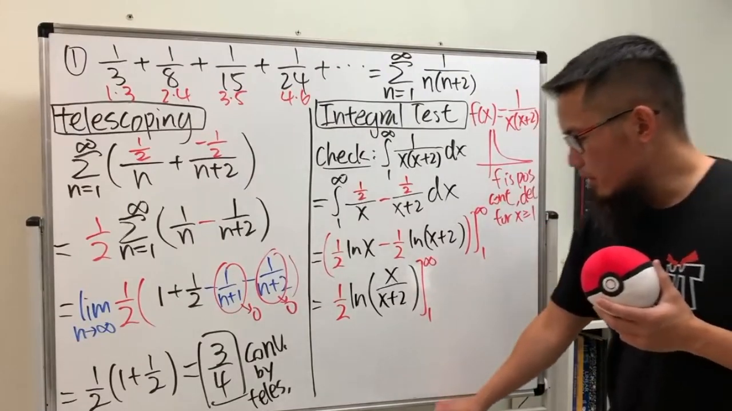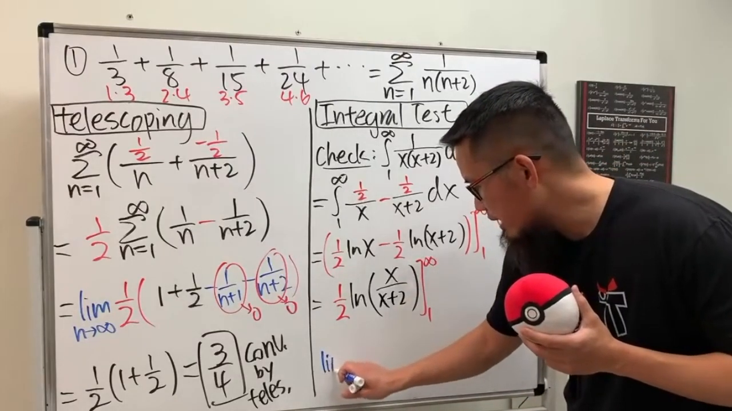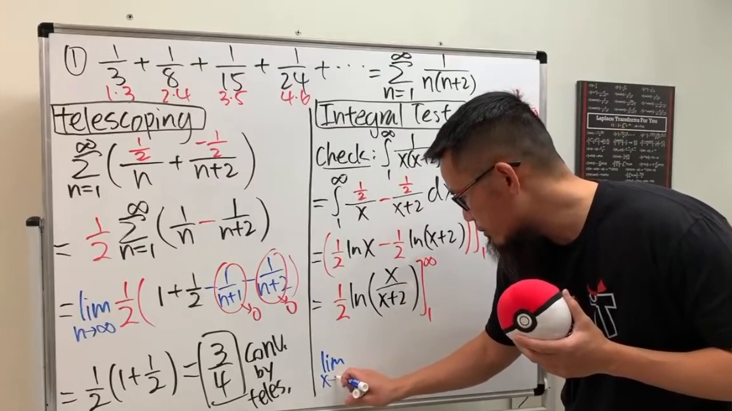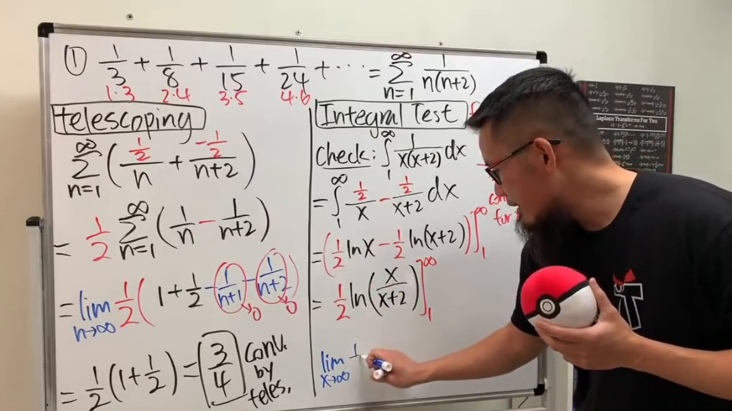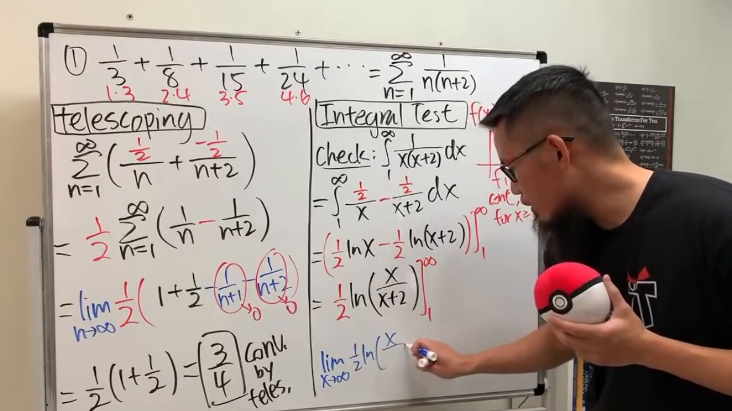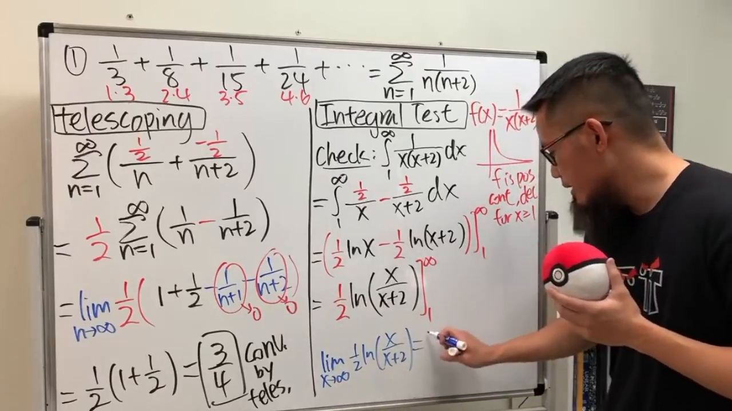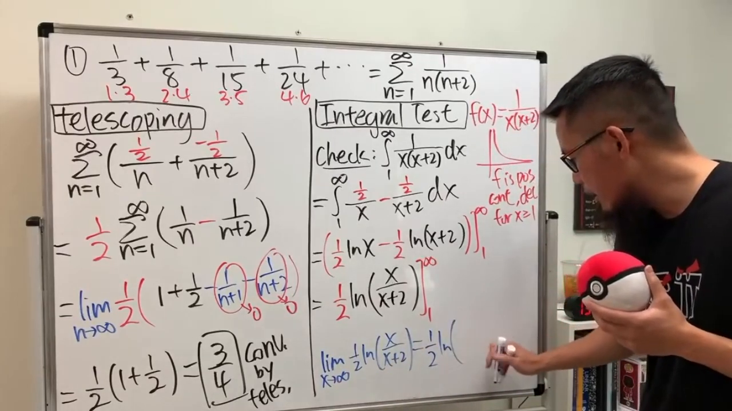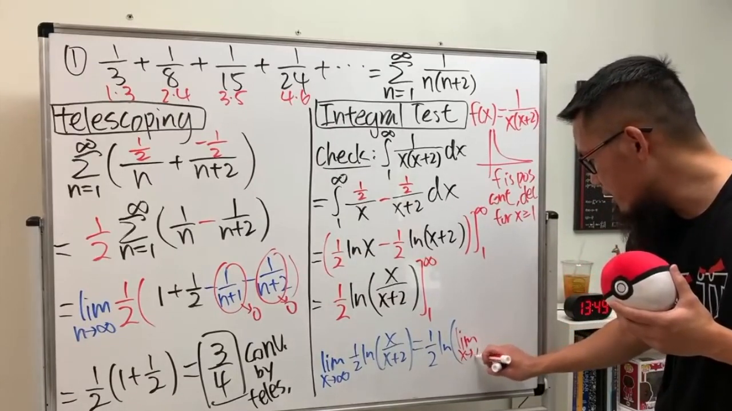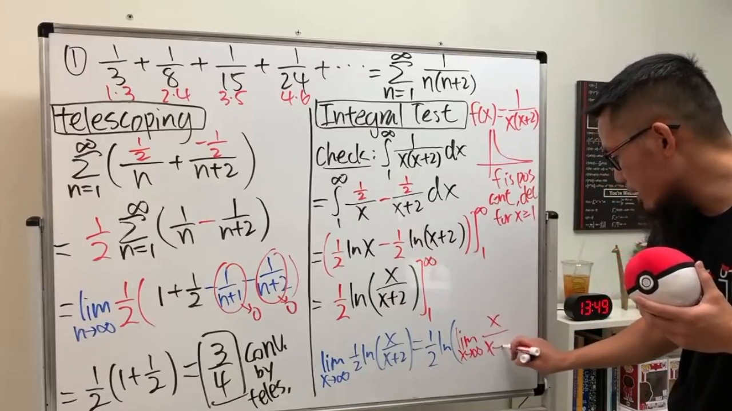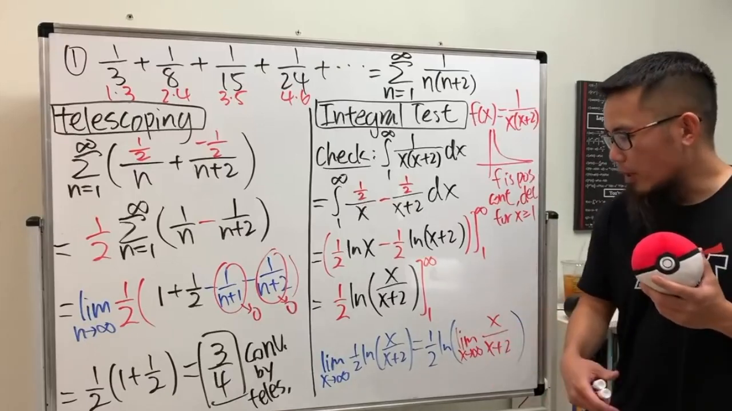When we plug in infinity though, that's actually a limit, so we will have to just do it on the side real quick. If you look at the limit as x goes to infinity, here we have 1/2 ln of x over x plus 2. This right here, it's the same as you put a limit inside, which is 1/2 ln, and then you have the limit as x approaching infinity of x over x plus 2. Right? How we can do that?